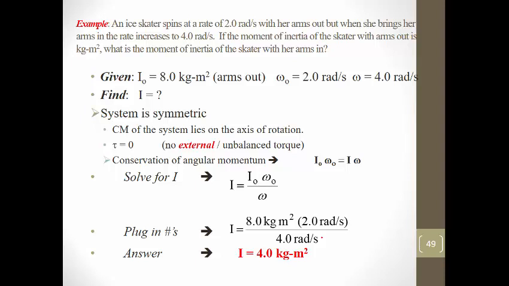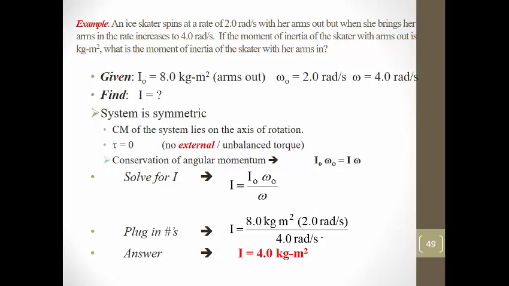So say that our ice skater spins at 2 radians per second with her arms outstretched. She brings her arms in. Her angular speed doubles. And we are told that when her arms are out, her moment of inertia is 8 kilogram meters squared. And we want to know what her moment of inertia is when she brings her arms in.